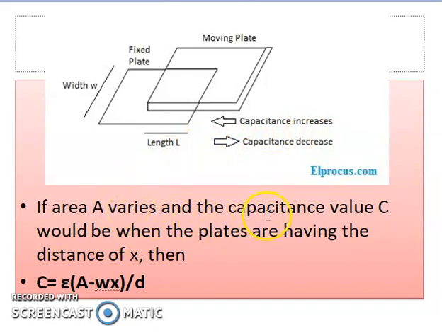If the area varies, the capacitance C, when the plates have moved a distance of x, is equal to epsilon into (A minus Wx) divided by D, where W is the width of the plate and x is the distance which is moved. That is, width into distance is equal to the change in area.